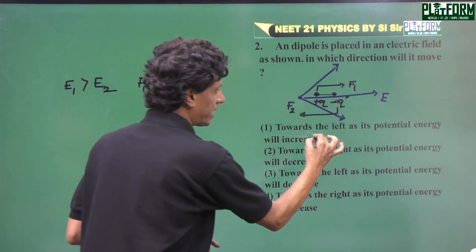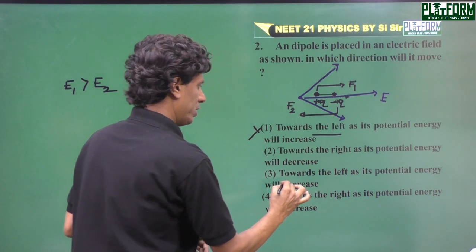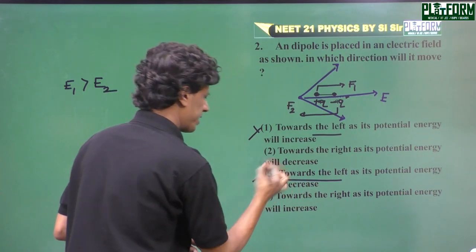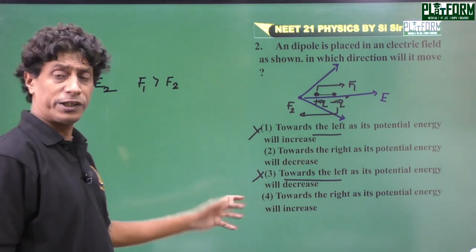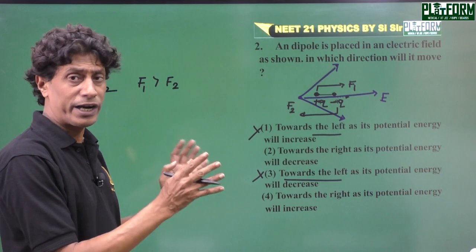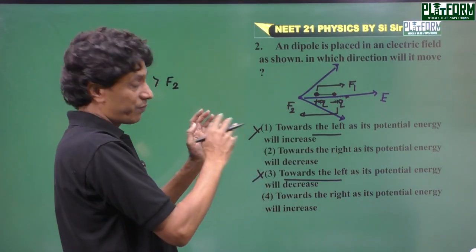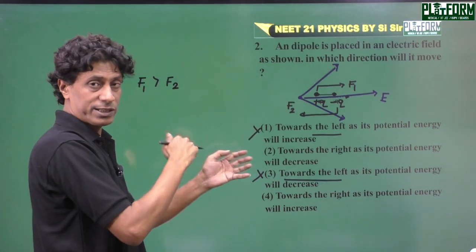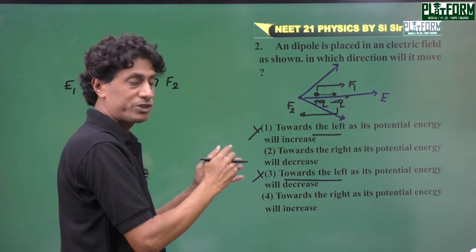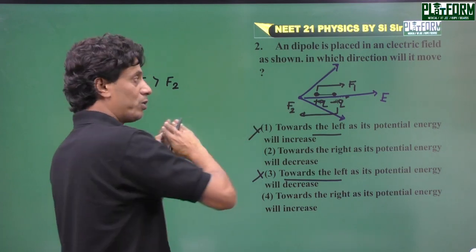So towards left, this is not correct. Okay, so options 1 and 2 are already discarded. First of all, you have to find in which direction the total dipole moves. Since the force on the positive charge is greater than the force on the negative charge, the total dipole will move rightward.